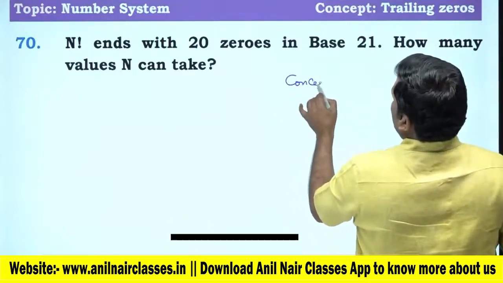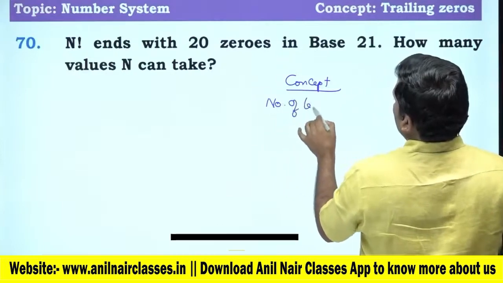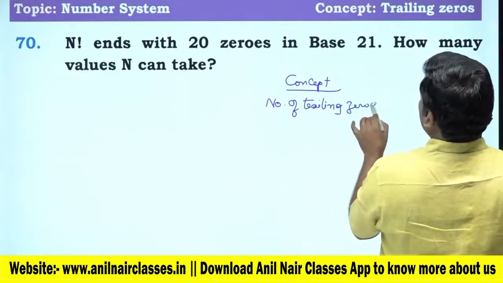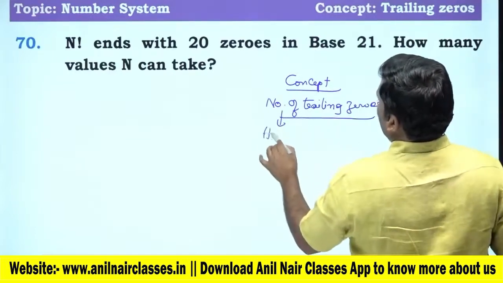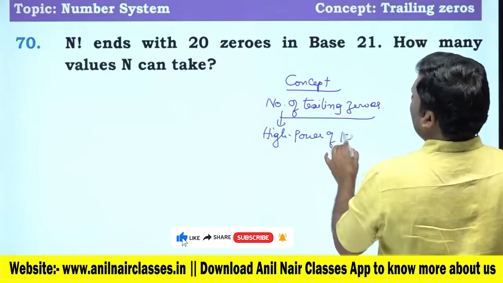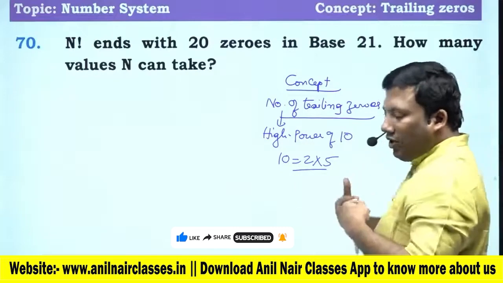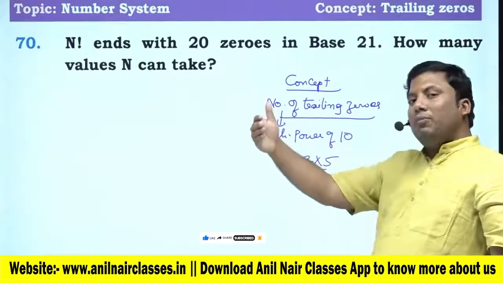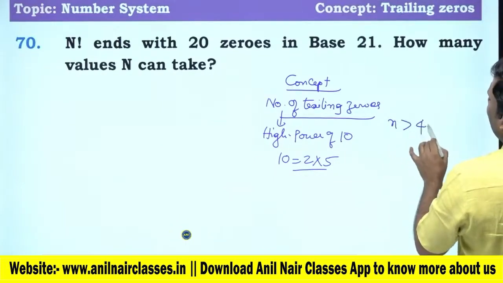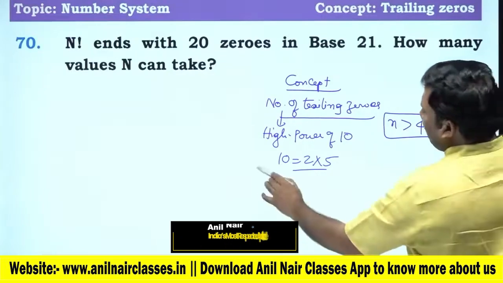Concept: number of trailing zeros is the highest power of 10. 10 is 2 into 5. When you are writing the number, 2's will come more than 5's. So the answer we took was n is greater than 4x. Am I right? The same thing here.